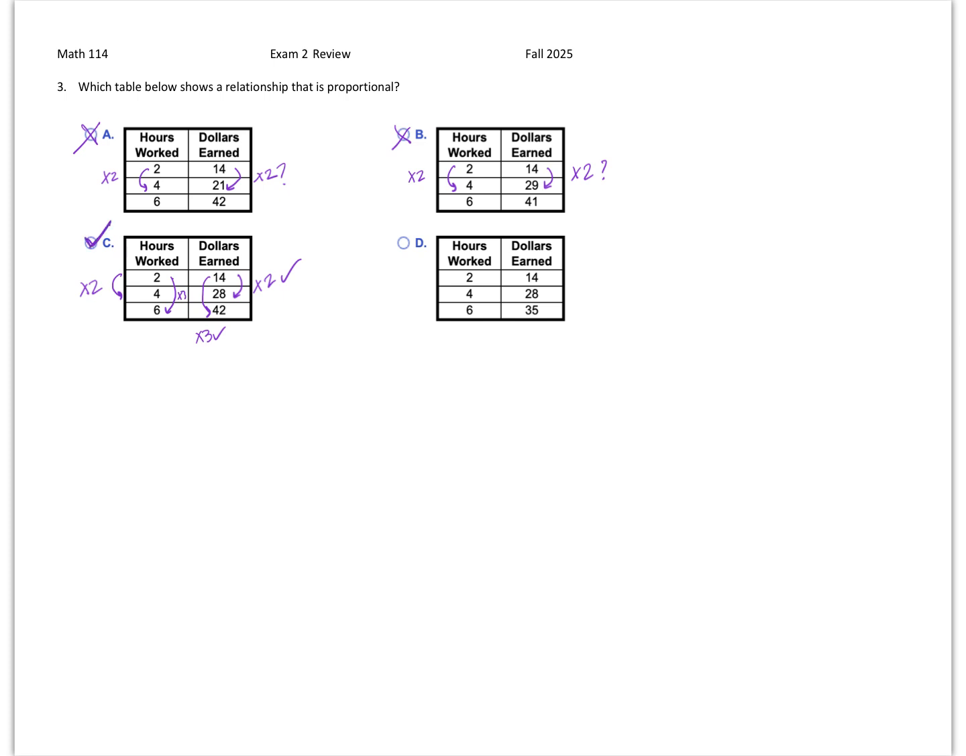And then let's just double check that D is not. So when we go from 2 to 4, that's multiplication by 2. And 14 to 28, that is multiplication by 2. So far it looks proportional, but we got to check when we go from 2 to 6, that's multiplication by 3. And 14 to 35 is not multiplication by 3. So D is not proportional.